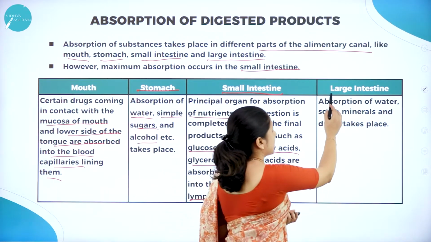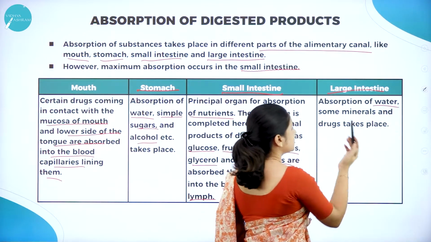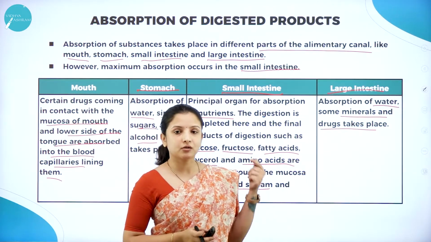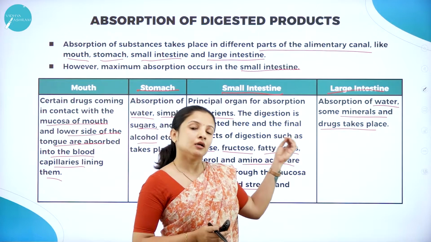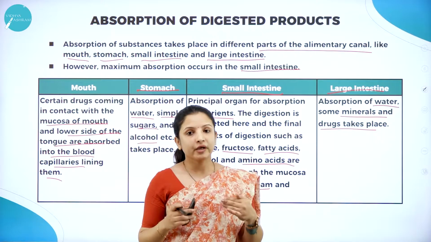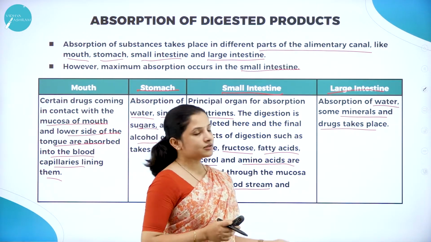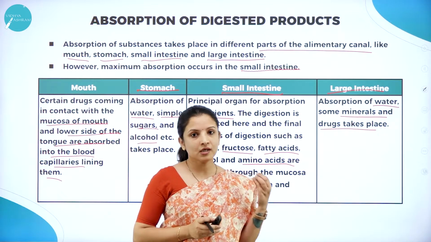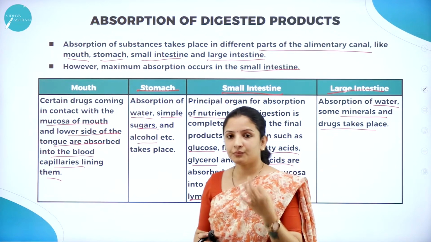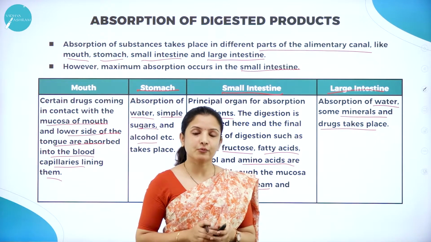Next is the large intestine. The main function of the large intestine is to absorb water, and it also absorbs some minerals and some drugs. The large intestine absorbs a large amount of water because water is required for smooth movement of the waste products or undigested food, and not just that, some of the minerals also get absorbed by the large intestine. This is how the different parts of the alimentary canal, such as the mouth, the stomach, the small intestine and the large intestine, participate in the absorption of food.